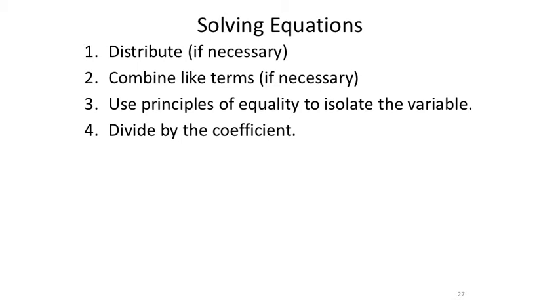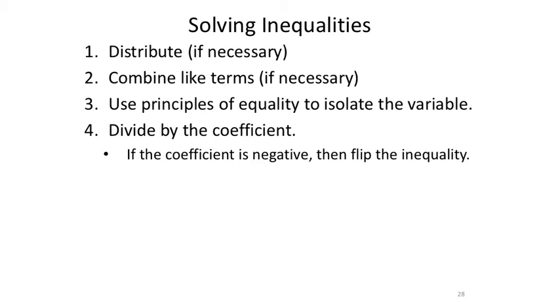Well, here's the difference. Solving inequalities is the same process: distribute, combine like terms, isolate your variable. It's just that in the end, when you divide by the coefficient, if the coefficient is negative, you have to flip the inequality. That's the only thing. And we'll see examples like that when we go through the examples.